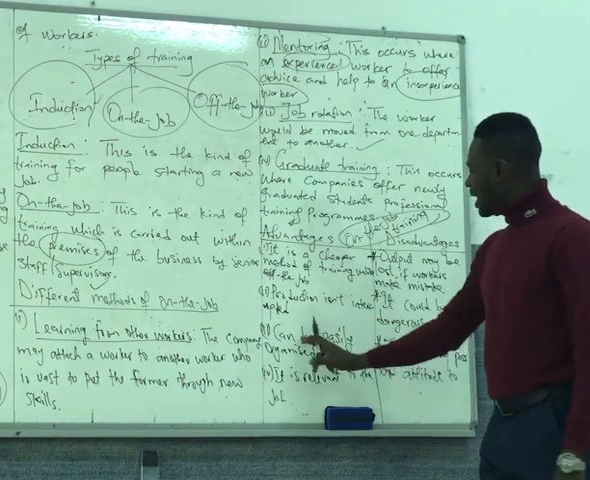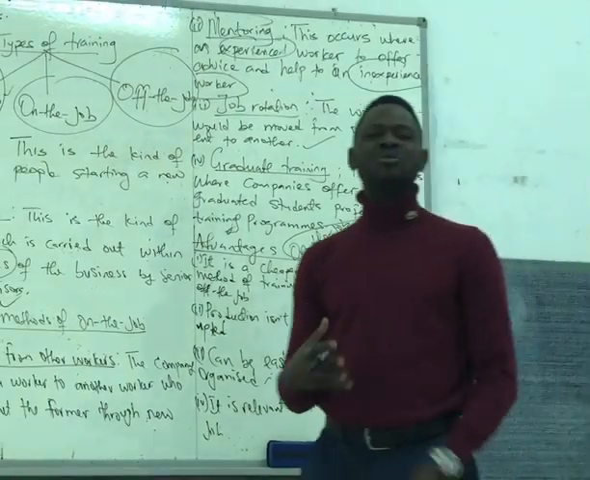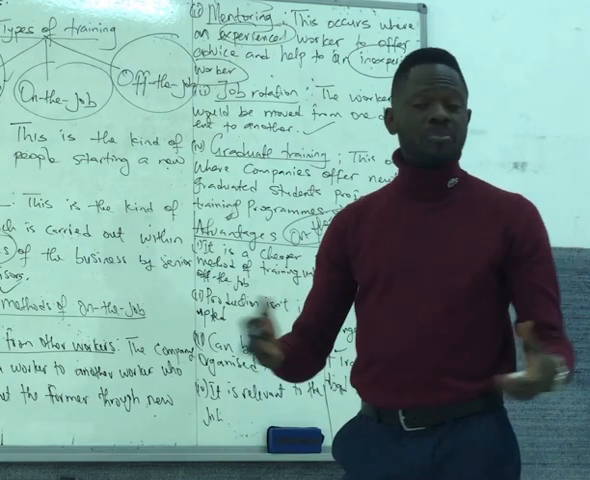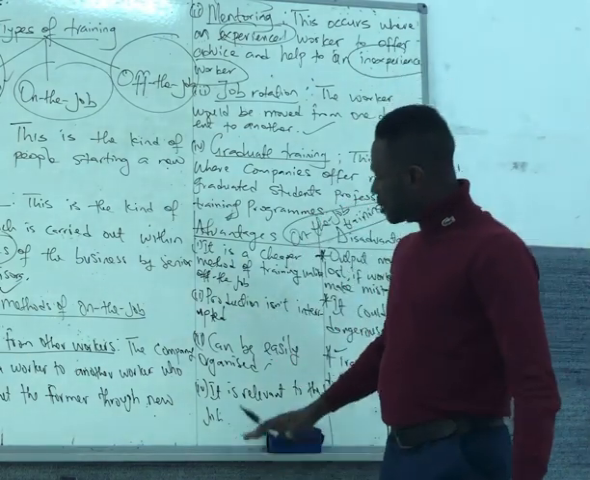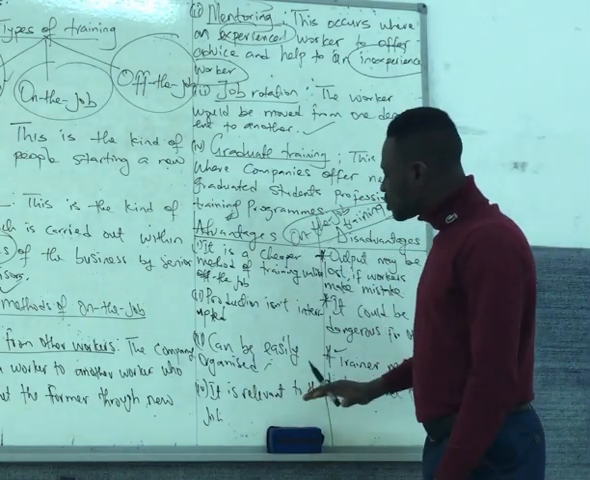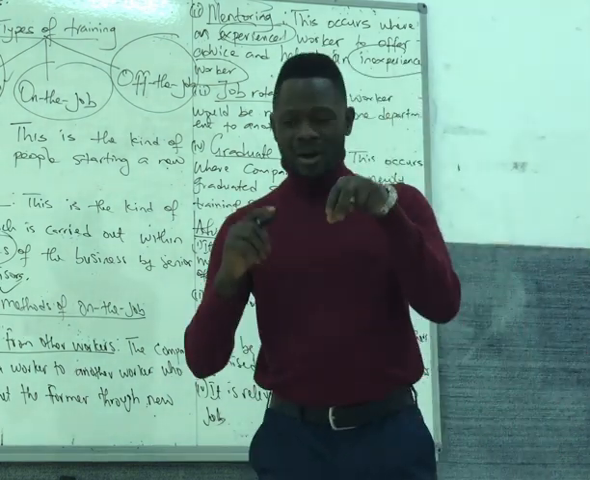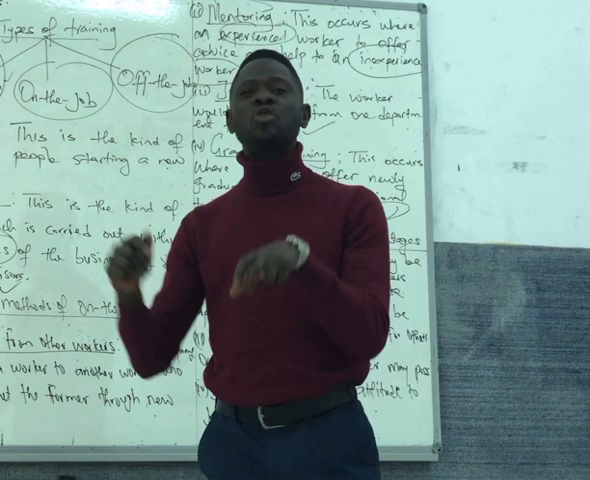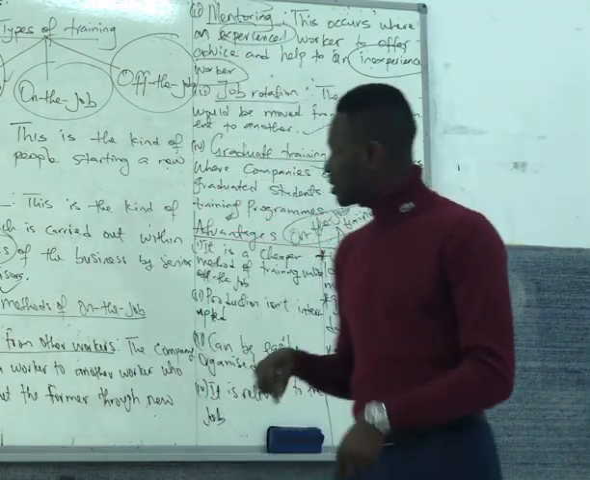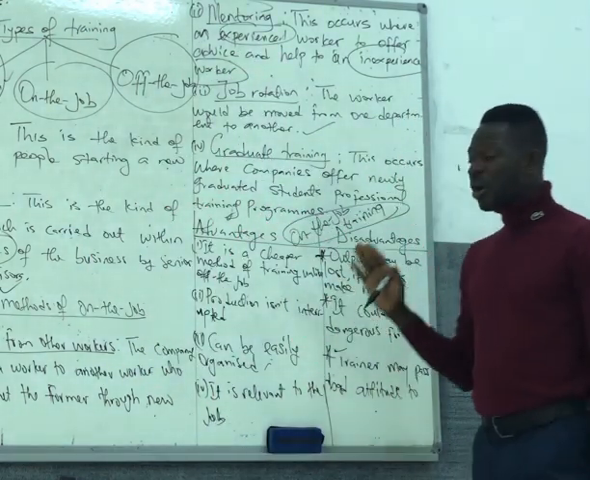The third one, it can be easily organized. It doesn't take time to organize such training because it's within the premises of the organization. Then the fourth one, it is relevant to the job. It is relevant to the job because whatever you are being trained for is what you will do in the organization. So what are the problems about on-the-job training?